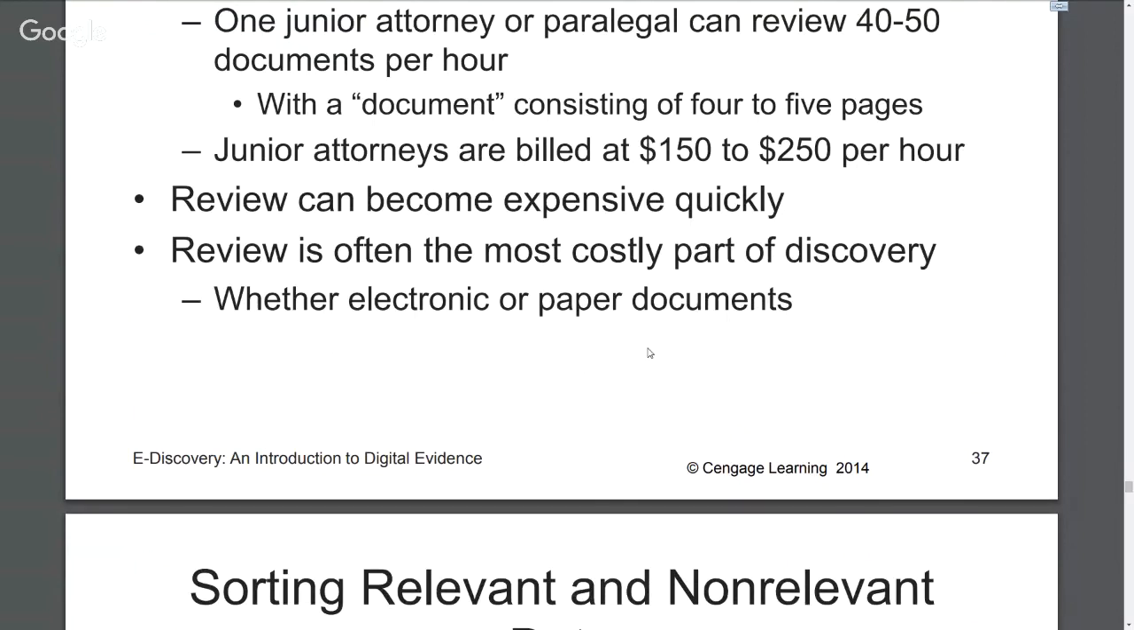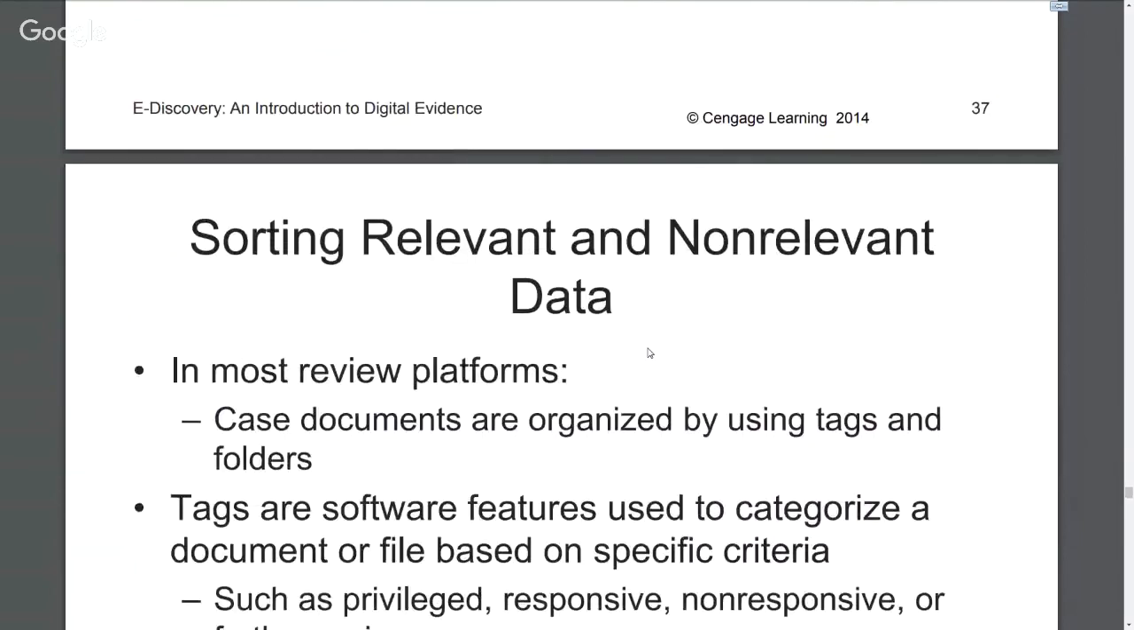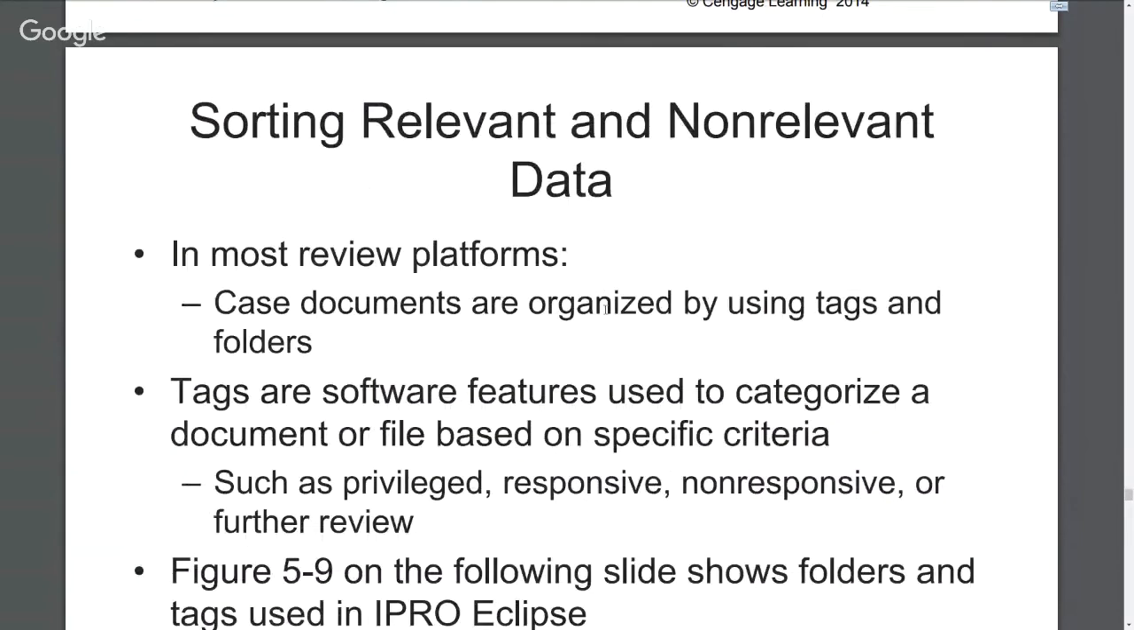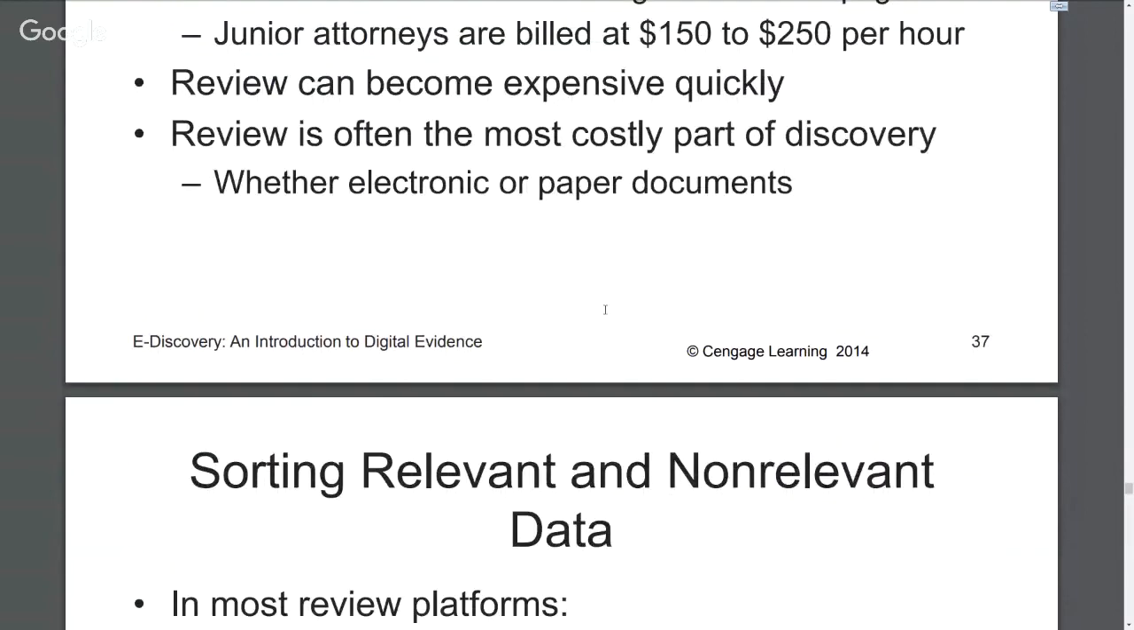The review is often the most costly part of the discovery. Electronic or paper, it does not matter. The cost is the same. Only with paper, there's a cost of getting the documents into an e-format.